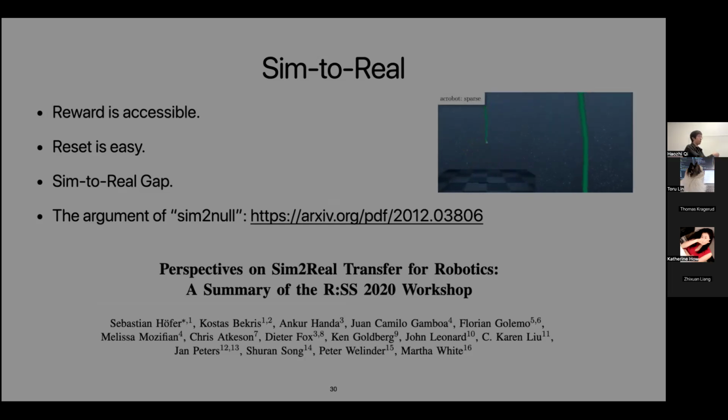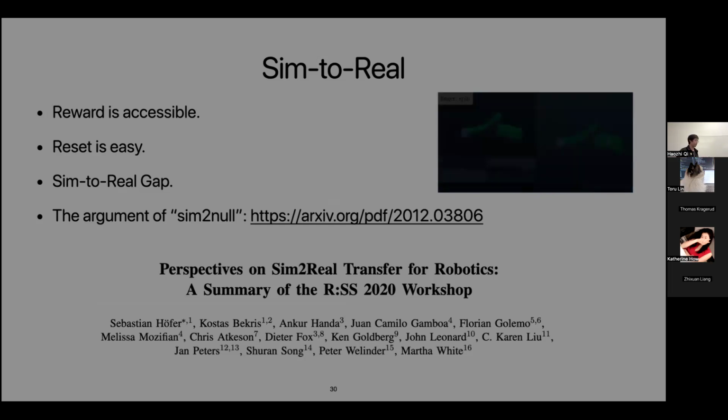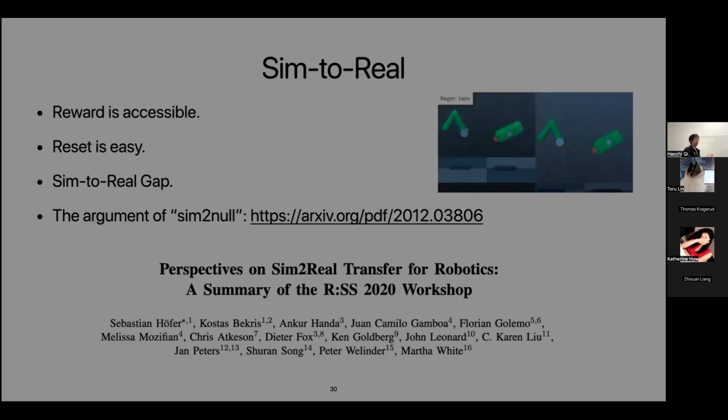But the challenge of sim-to-real is also the opposite of real-world RL, which is that after you learn these policies in simulation, there is always a sim-to-real gap between your policy trained in simulation versus deployed in the real world.